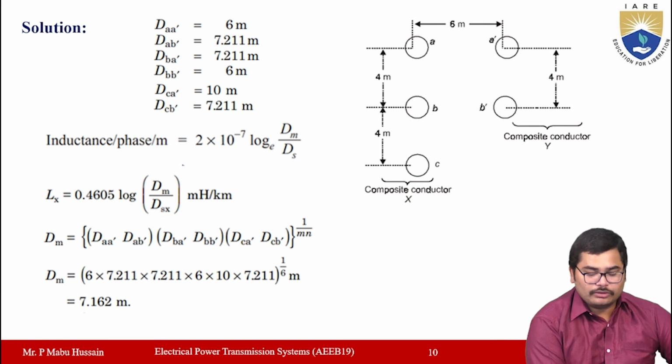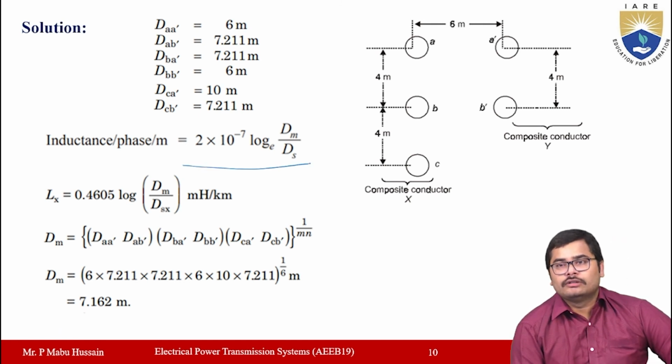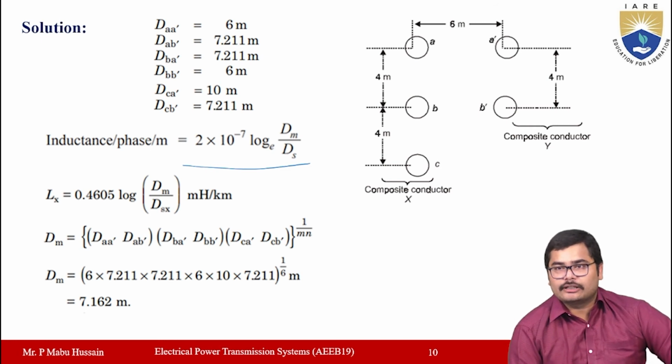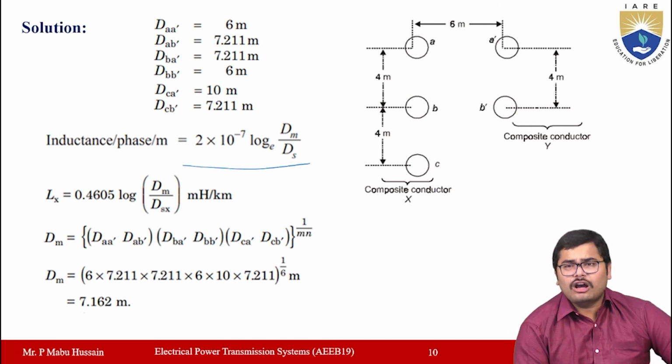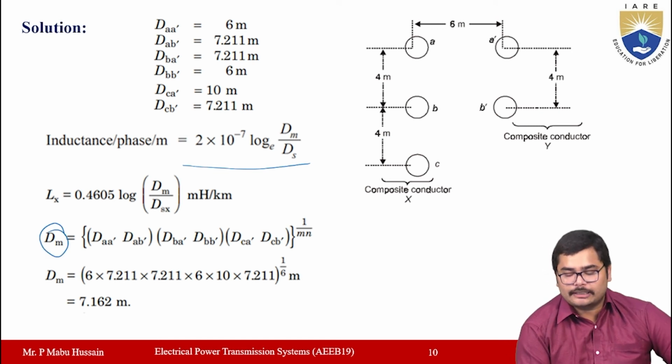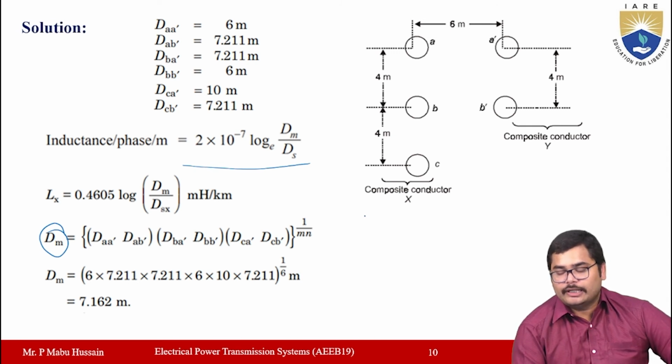Okay. So now the mutual GMD of this single phase transmission line is nothing but the product of all possible mutual distances, whole to the power of 1 by m into n. So m is nothing but the total number of conductors in X, which is 3. And n here is the total number of conductors in Y, which is 2.